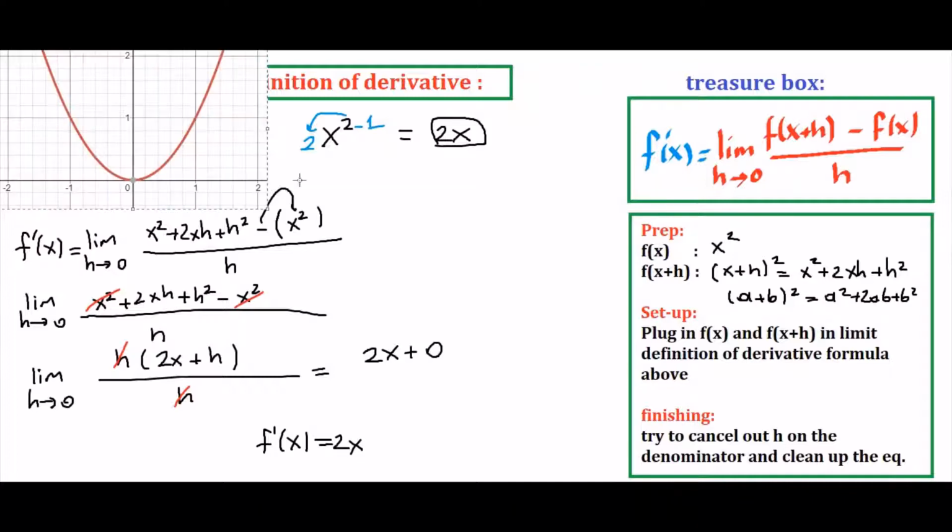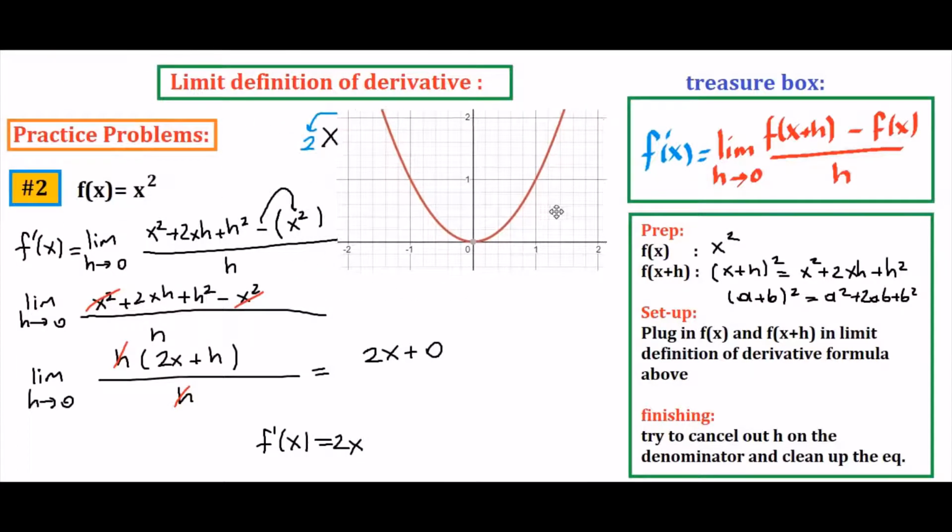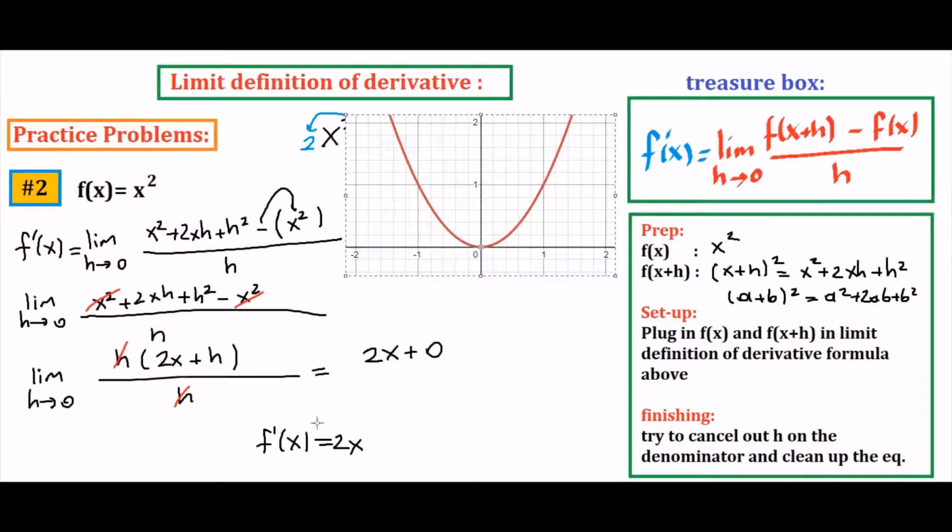Graphically, that means the general formula for the derivative is 2x. If I would like to know what the derivative is at some specific point, let's say, what is the derivative at -1? So what is the derivative of this point? So I'm going to plug in -1 in our f prime of x formula. So derivative at this point is -2.